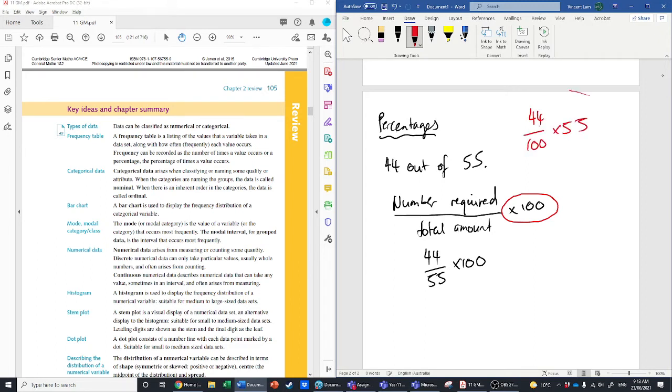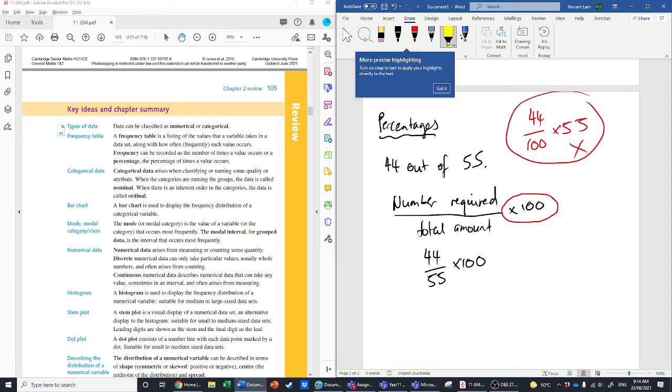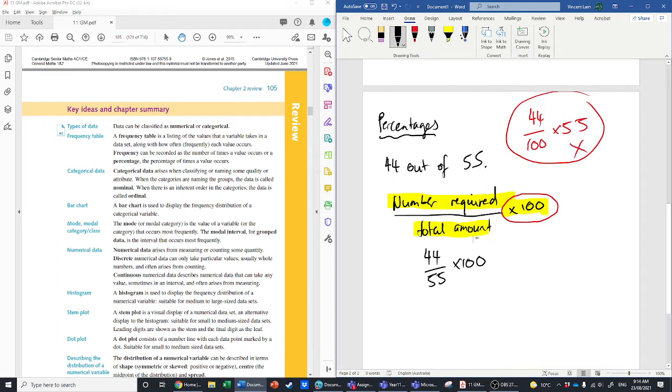No, don't do that. I've seen some of you do it. You remember percentage is out of 100, and you remember the 100 part, so you do 44 over 100 times 55. Don't do that. That will give you a wrong answer. What you do need to do is the number required divided by the total, then you times 100 afterwards. It's in your notes. Please don't guess how to do it.